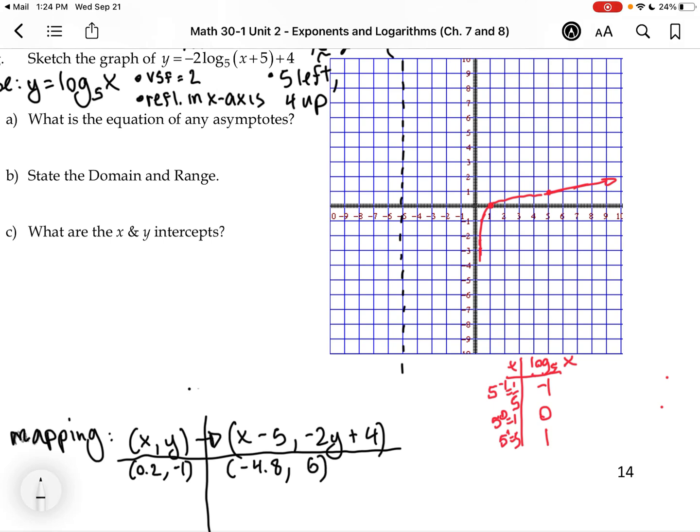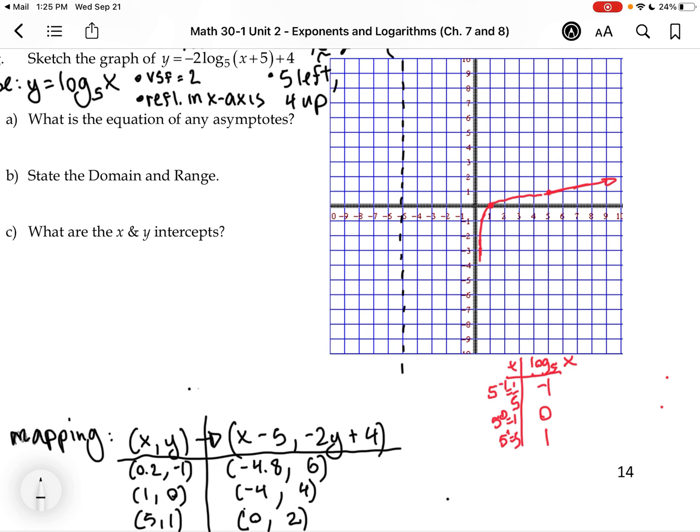The point 1, 0 will be mapped to 1 minus 5 is negative 4. And then negative 2 times 0 is 0, plus 4 is 4. Okay? And then the point 5, 1 will be mapped to 5 minus 5 is 0, and negative 2 times 1 is negative 2 plus 4 is 2.